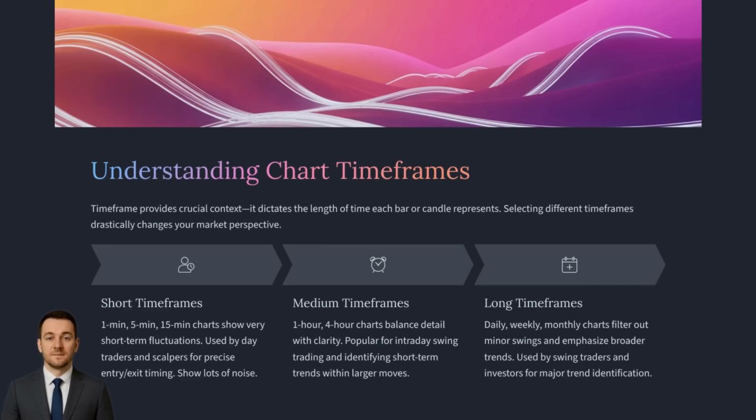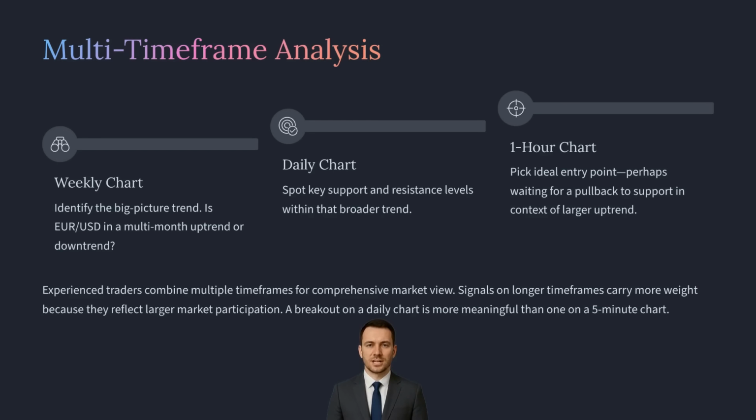Longer time frames. Charts like daily, weekly, or monthly filter out the minor intraday swings and emphasize the broader trends. A daily chart might show a smooth uptrend that is composed of many smaller pullbacks and rallies that would be evident on an hourly chart. Long-term investors and swing traders often start their analysis on daily or weekly charts to identify the major trend, then zoom in to lower time frames to fine-tune their trading plan. Many experienced traders combine multiple time frames to get a comprehensive view.